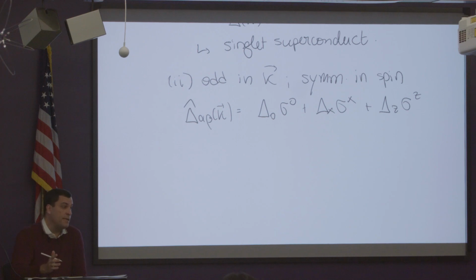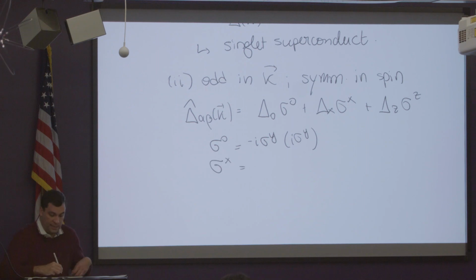This is fine, you can write like that, but there is a much more convenient notation. I'm just going to tell you what it is. It is convenient to take that i sigma y in front of everyone. So you can just remember that sigma 0, I can write as i sigma y times i sigma y. That's trivial, with a minus, of course. Sigma x, I can also write as i sigma z sigma y, and sigma z, I can write as minus i sigma x sigma y.